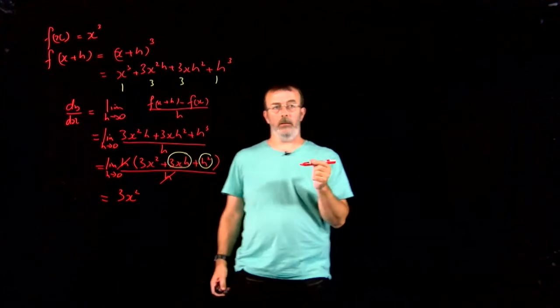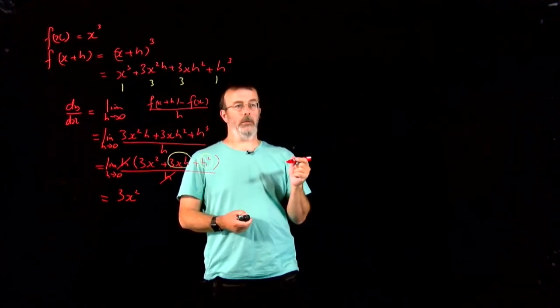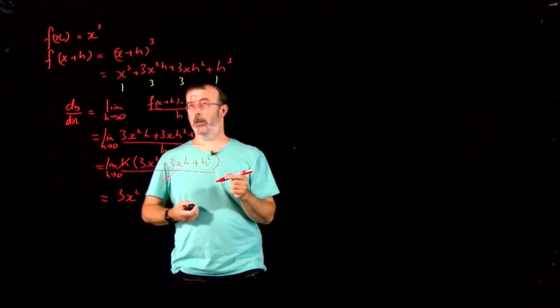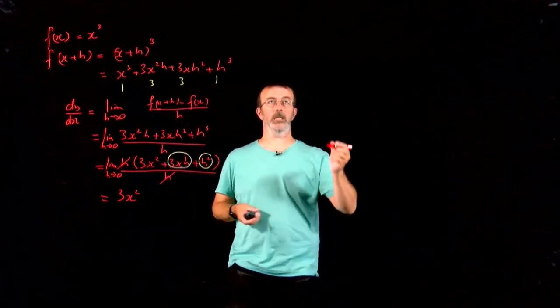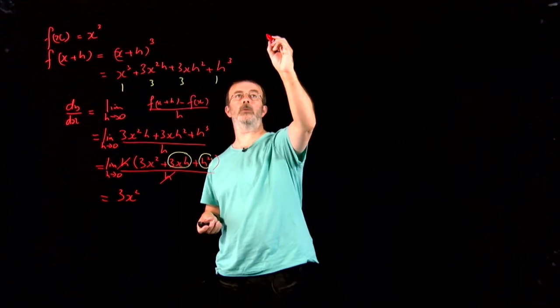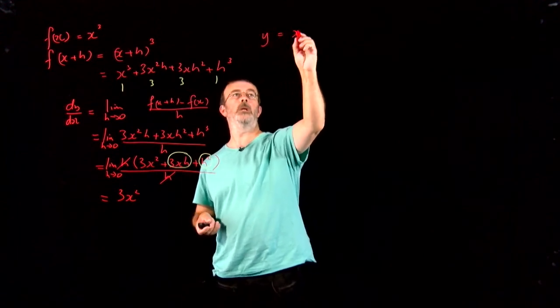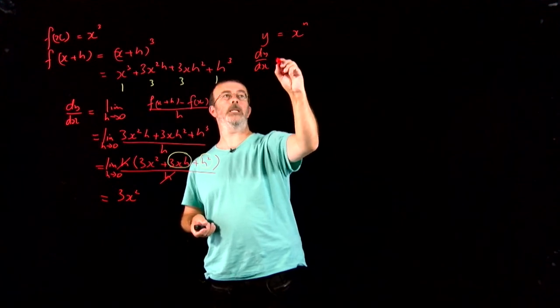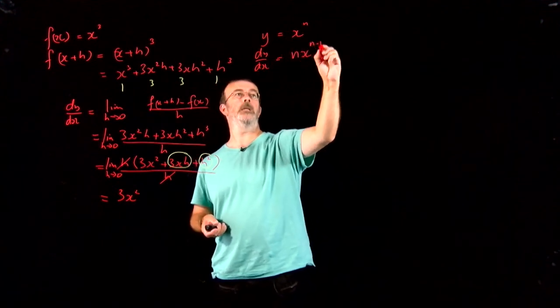Now, the other way that you might know that when you differentiate x cubed you get 3x squared is that you will have been told, or you'll have come across this rule, that if y is x to the n, then dy by dx is nx to the n minus 1.